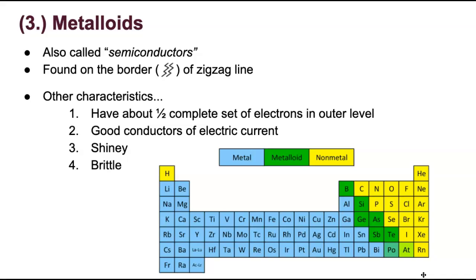But unlike a metal, metalloids are shiny and they're brittle. So they're shiny, just like a metal. On the other hand, they're brittle, which means that they're not going to be able to be shaped into wires or flattened successfully with a hammer.